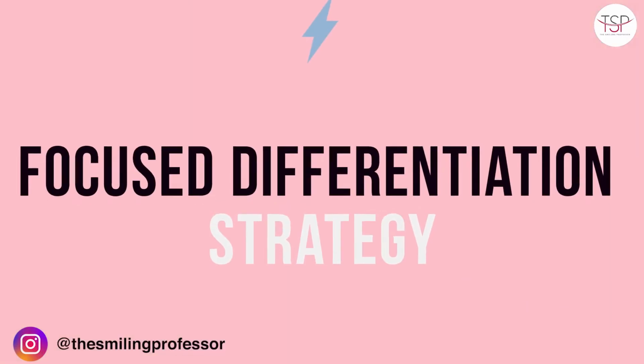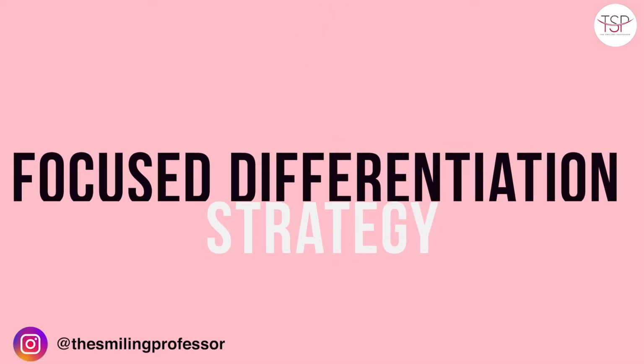This leads to the next strategy, which is focused differentiation strategy. This is when you as a company have high prices for your goods or your services and you also have high perceived value by your customers. So with this strategy, think about luxury goods. Things like Gucci, Hermes, they have high prices for their goods or their services, but they also have high perceived value. The advantages of this strategy include customer loyalty.